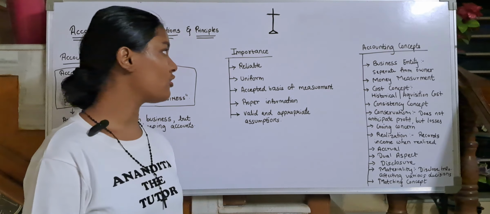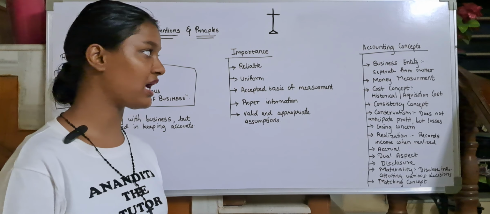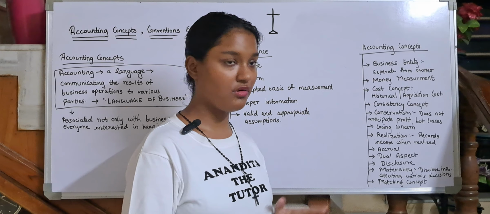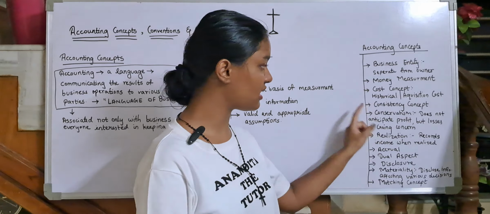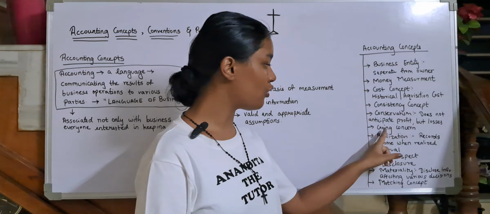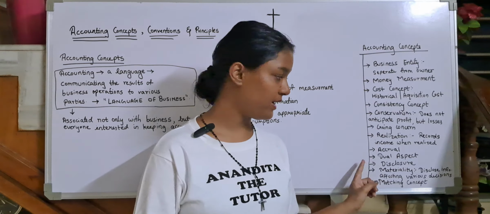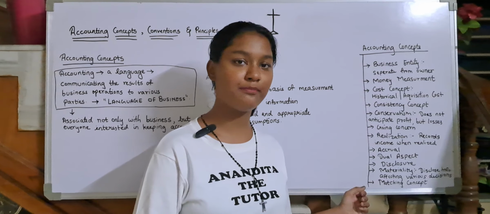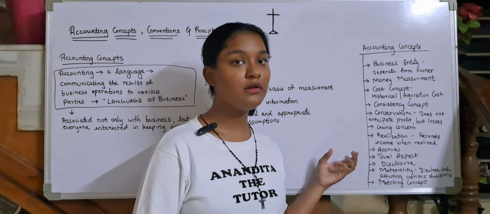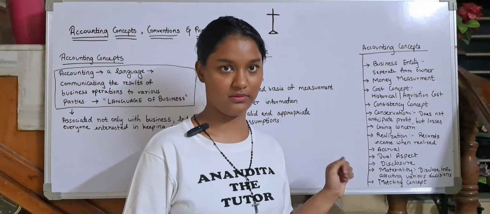So this was the importance, and now let's move on to accounting concepts. What are the different types of accounting concepts? Business entity is the first concept, then money measurement, cost concept, consistency concept, conservatism, going concern, realization, accrual, dual aspect, disclosure, materiality, and matching concept. These are the 10 to 11 concepts used in accounting. These are basically the principles of accounting.